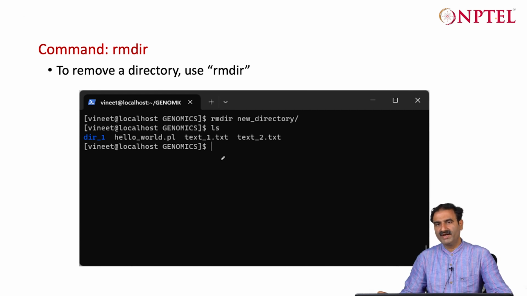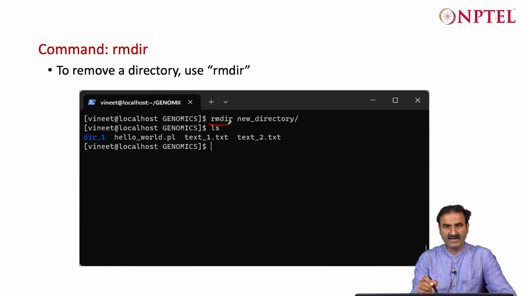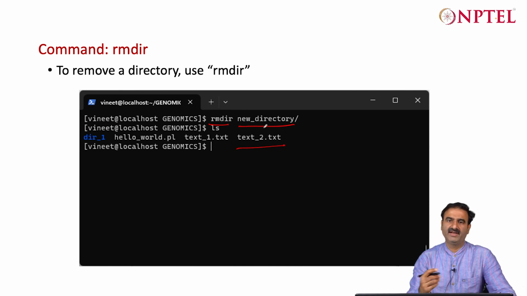Now you want to remove that new directory that you have created here. You can just say rmdir, remove directory, and the directory name. Similarly, if you want to remove a file, you just say rm and space file name. So rm space text2.txt will remove that file, and rmdir space new directory will remove that directory.